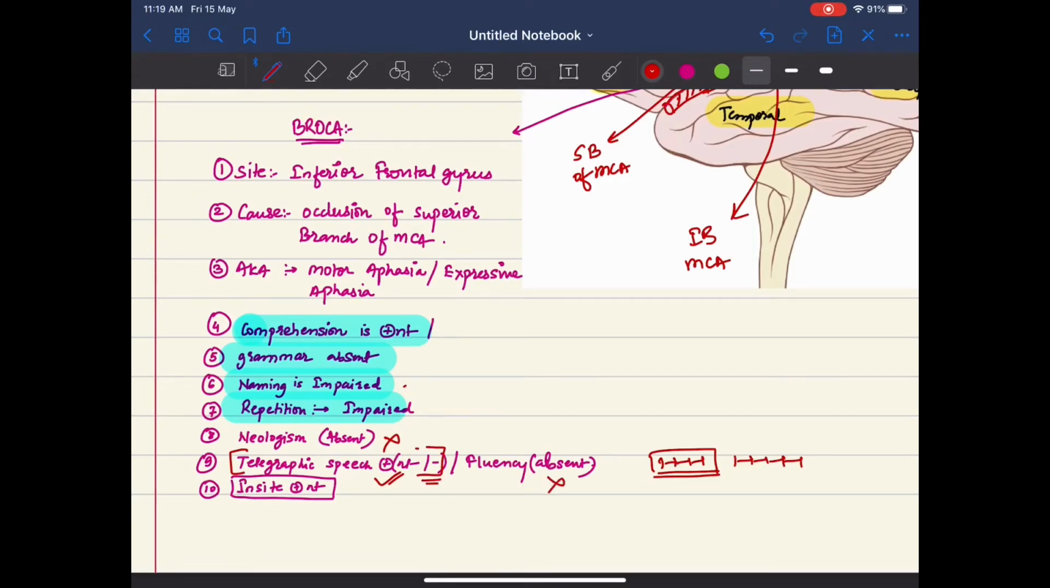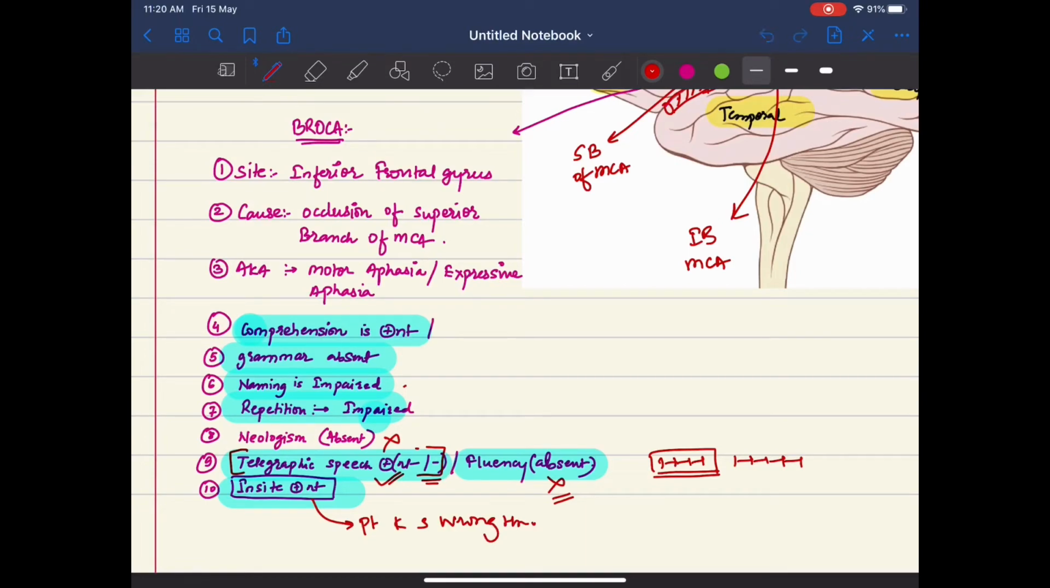Will the speech be fluent? No, fluency will be absent. Fluency is absent, repetition is impaired, naming is impaired, grammar is absent, comprehension is present. That you should remember. Telegraphic speech is present, and insight is present in this patient. Okay, insight means the patient knows that something is wrong with him.